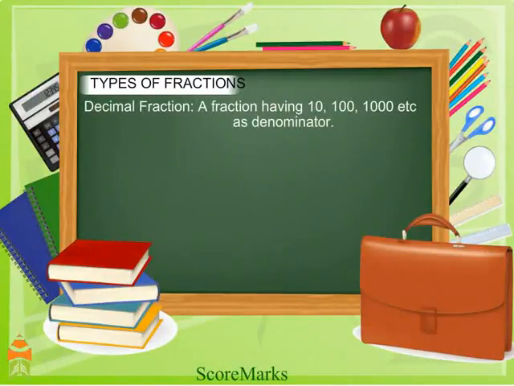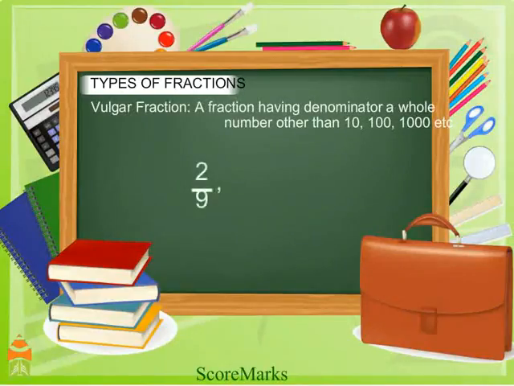Decimal fraction. A fraction having 10, 100, 1000, etc. as denominators is a decimal fraction. Vulgar fraction. A fraction having denominator as a whole number other than 10, 100, 1000, etc. is called a vulgar fraction.